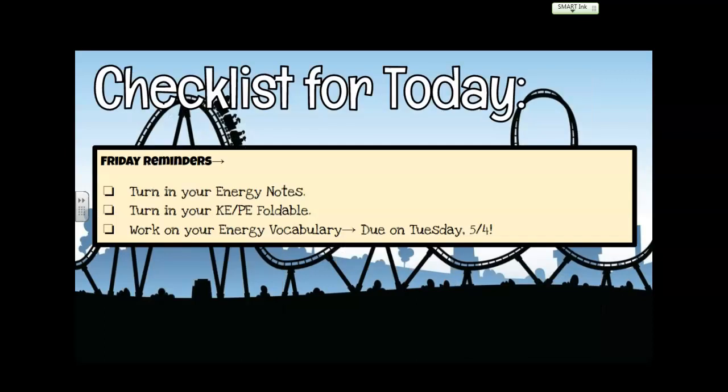Checklist items for today. We went over the energy notes, so make sure you've turned yours in. And then we also did a really short foldable where we compared kinetic energy with potential energy. Okay, so I'm going to briefly go over that with you right now so that you guys can see what we need you to do for that. Make sure you start working on your energy vocab. It's going to be due on Tuesday, May 4th.